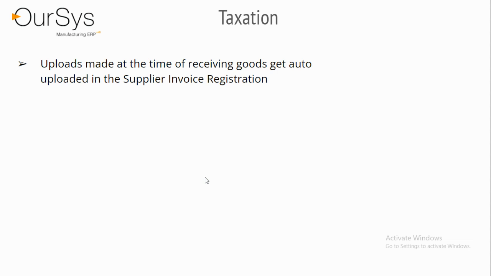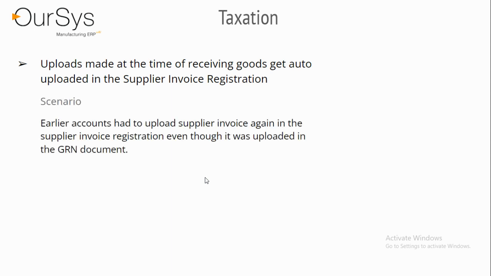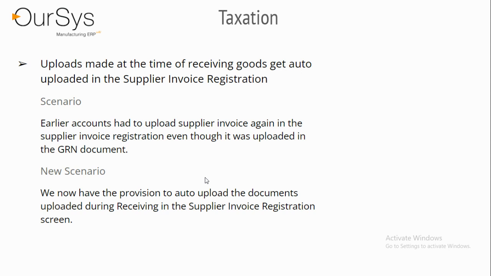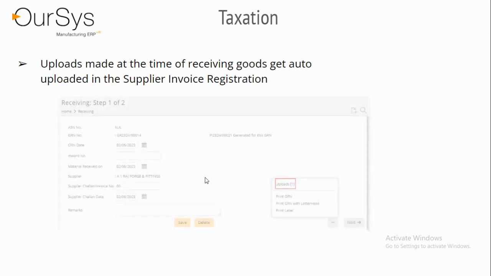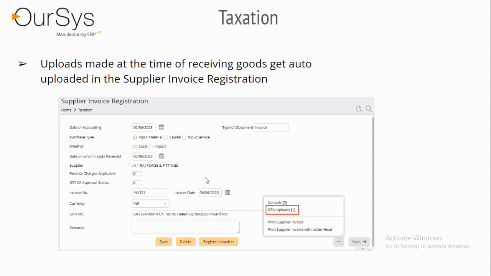Uploads are made. Now this is a good feature we have added in the taxation. At the time of receiving goods, we have given an upload function in the GRN document. If any documents are uploaded at the GRN document, then when that particular GRN is selected in the supplier invoice registration screen, the upload is shown. So the user who is booking the supplier invoice has a reference of the GRN upload that my store person has uploaded.